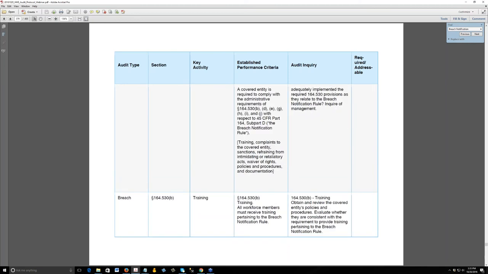They're using some of the privacy rule. That's interesting. Training. Yeah, that makes sense. They're actually incorporating it into their breach audit protocol. See, this is why you have to actually look at what they're doing here for breach. This isn't even the breach training section. I mean, 530 is the privacy rule requirement for training.